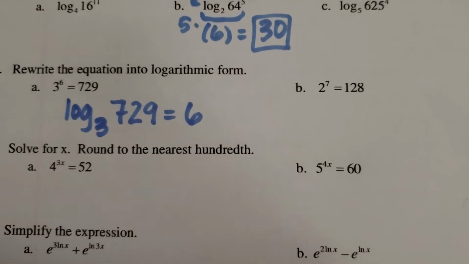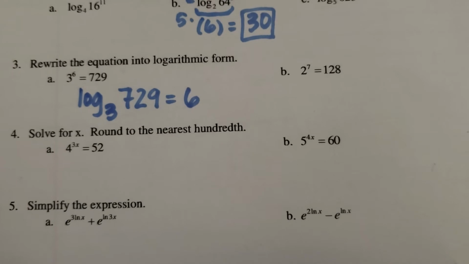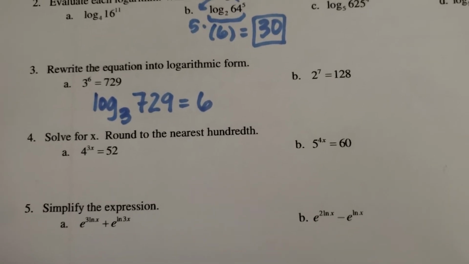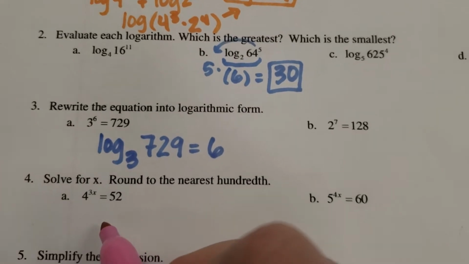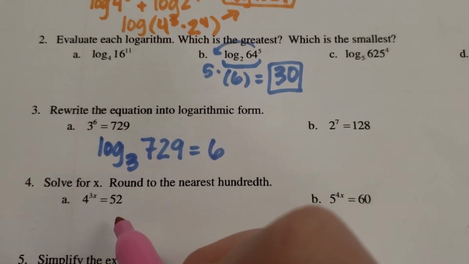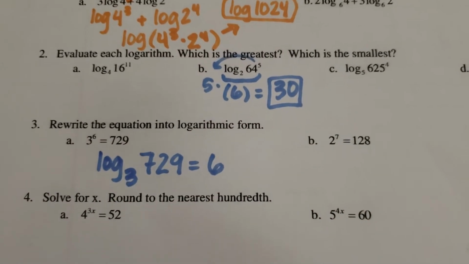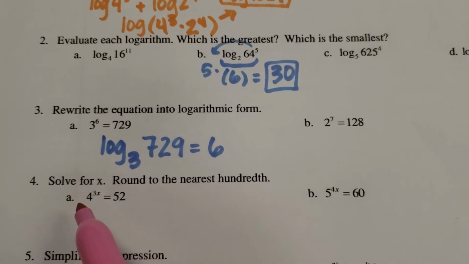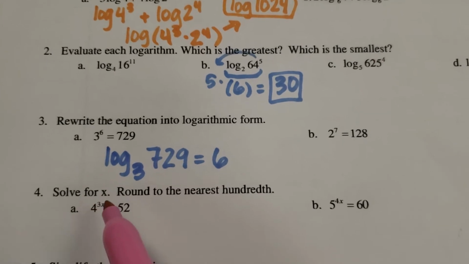Sometimes we're able to rewrite a problem like this and write the other number with the same base. However, 52 cannot be written as 4 to a power. It's not 4 squared or 4 cubed or anything. So basically, I just need to get rid of 4 to the 3x. I need this 4 as a base to go away.